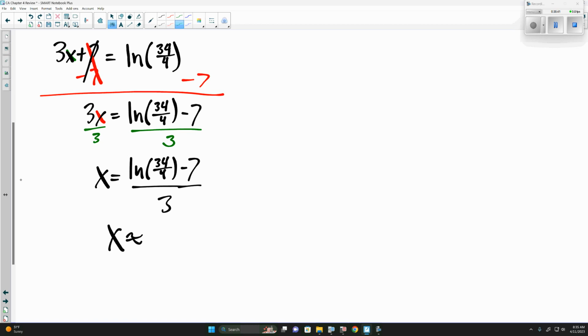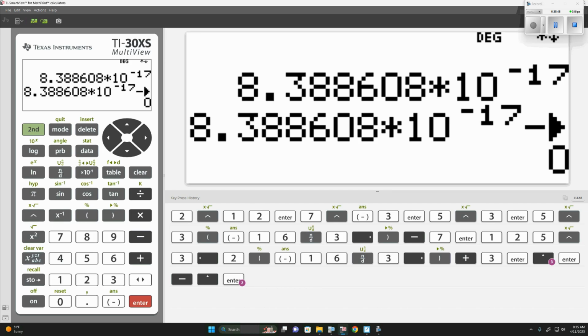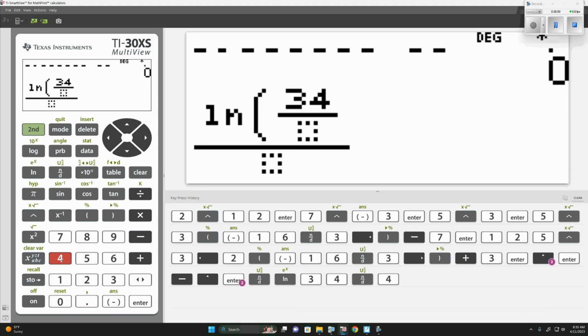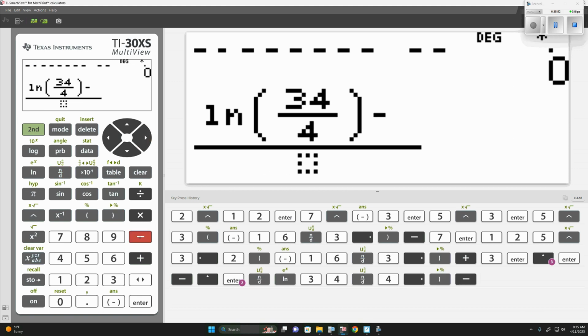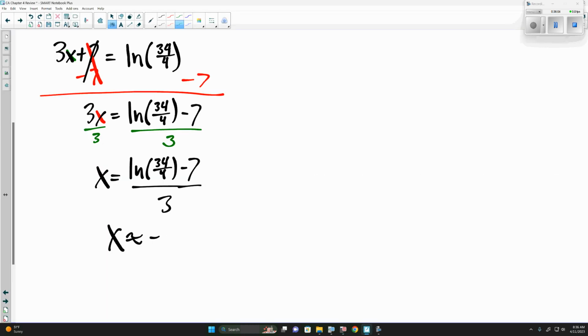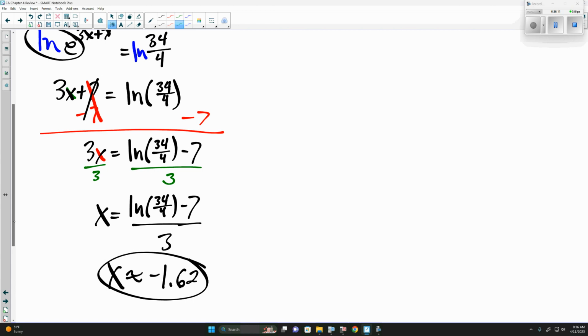Any questions on any of this here? Now this one we can do in either calculator because ln of 34 over 4 minus 7 divided by 3 is negative 1.619 or negative 1.62. Questions on any of these here so far?